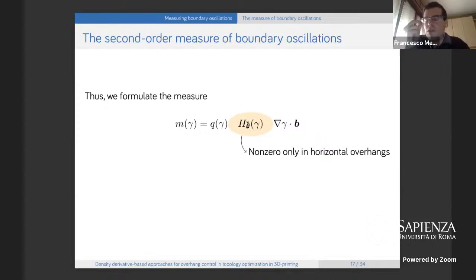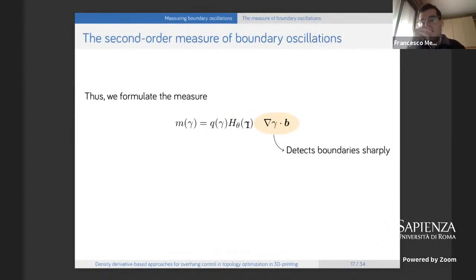The threshold overhang angle is horizontal in this case. We are just interested in something which is non-zero only in horizontal overhangs. So we just use the Heaviside function of the PUP paper with an overhang angle which is horizontal.